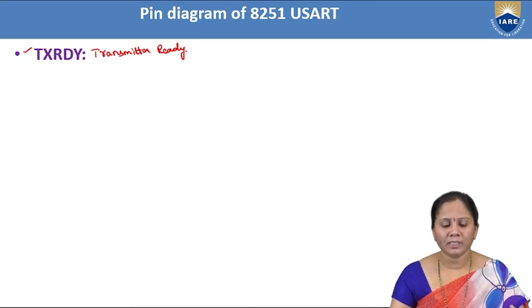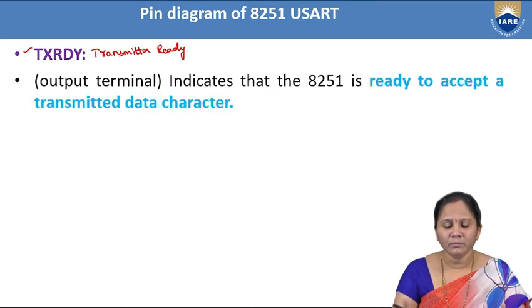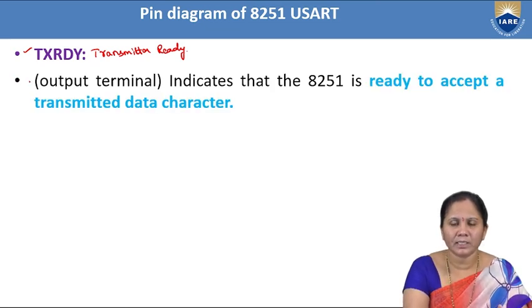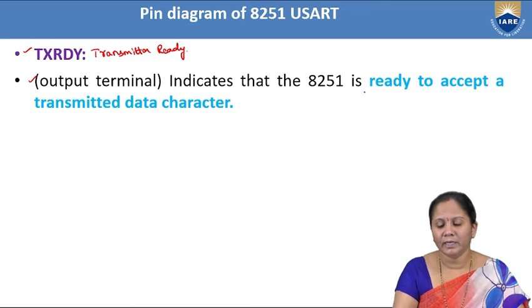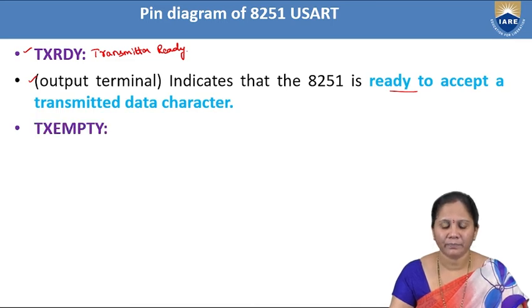Okay. So if this signal is enabled, the transmitter will be ready. That means whatever information was in the transmitter has already been transmitted, and now the transmitter is ready to receive the next data, or it is ready to transmit new data. So this TX RDY is considered an output terminal. It indicates that 8251 is ready to accept a transmitted data or character.